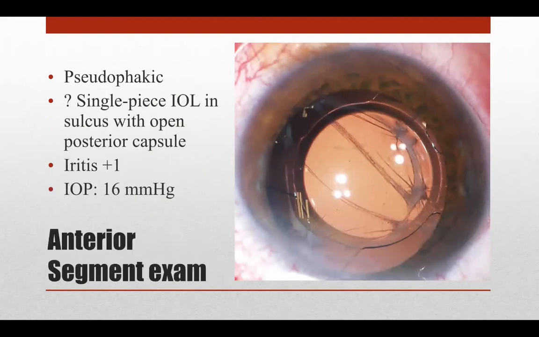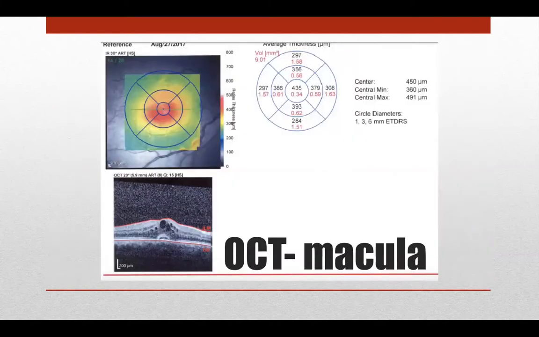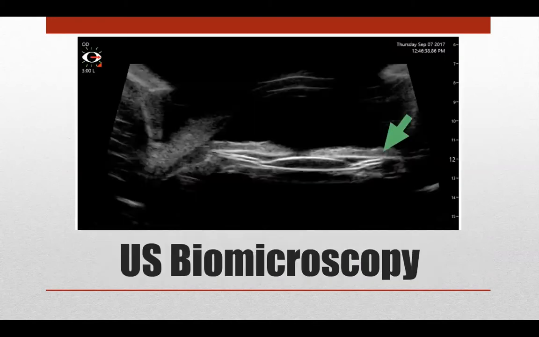So examination revealed a pseudophakic eye, and probably a single piece IOL has been implanted in the sulcus on top of an open posterior capsule. There is a grade 1 iritis, and the IOP was in the normal range. And OCT has been performed. Macular OCT showed cystoid macular edema, and probably this is the chief cause of diminution of vision in this patient.